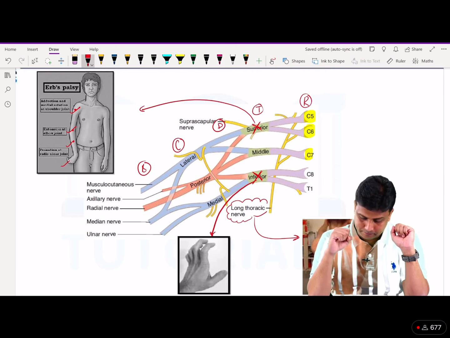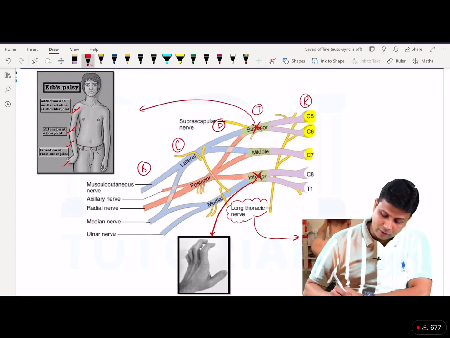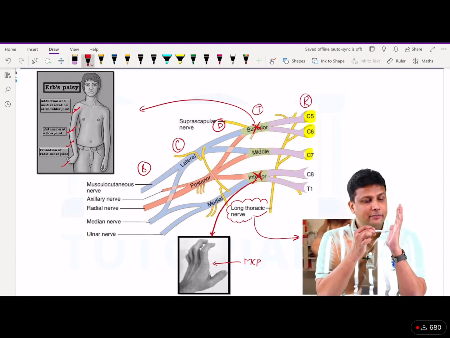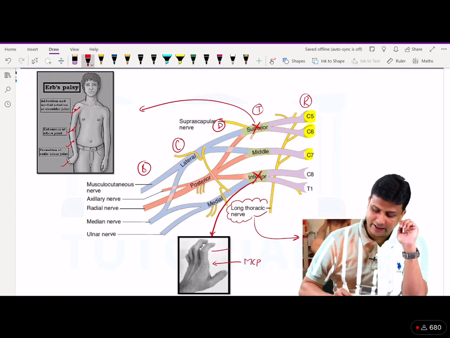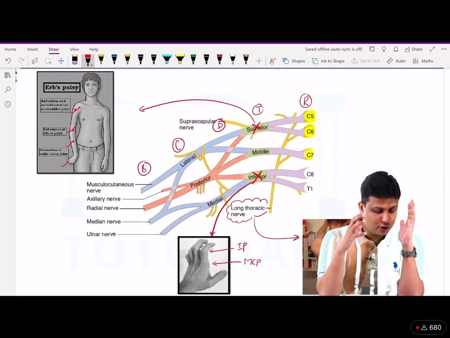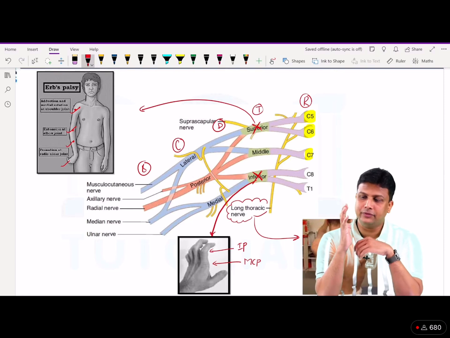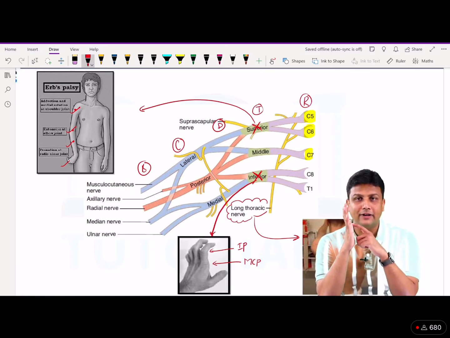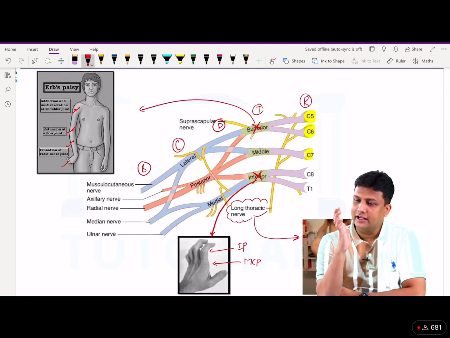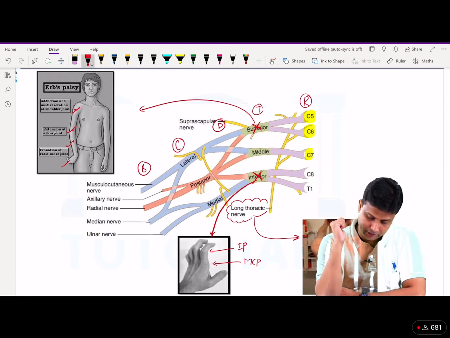In claw hand, I want you to concentrate on the MCP, the metacarpophalangeal joint, between the metacarpals and the phalanges. This metacarpophalangeal joint will be hyperextended, and then this interphalangeal joint here will be flexed, guys. So you can also do it along with me. Try making the claw hand once. The metacarpophalangeal joint will be hyperextended, and the interphalangeal joint will be flexed like this. It is flexed. Perfect.